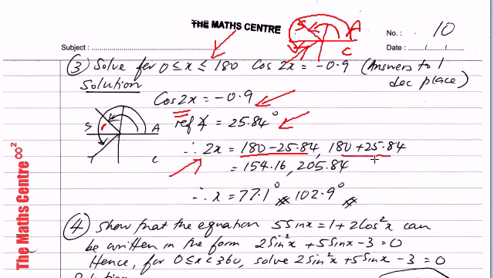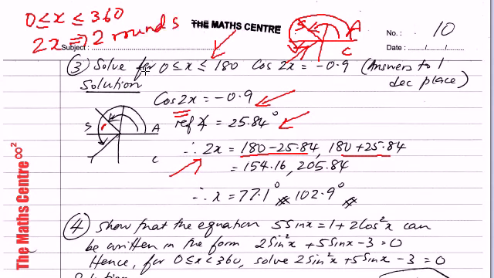Because we are dealing with values of x between 0 and 180, we don't have to go 2 rounds and so on. If your question had been x between 0 and 360, then for 2x you have to go 2 rounds. Now because they have restricted x to between 0 and 180, we are done. We just have to go 1 round.